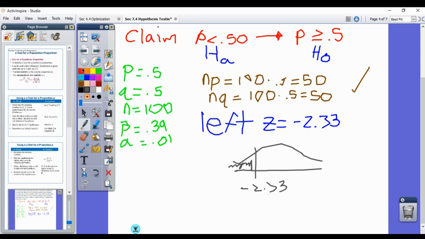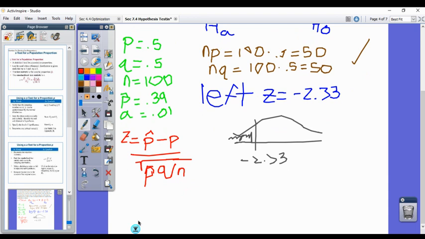So I'm going to do z equals p hat minus p divided by square root of p times q divided by n. No, p times q, p times q. I haven't had all of my coffee yet. I have had like one sip, so I'm a little off my math game.